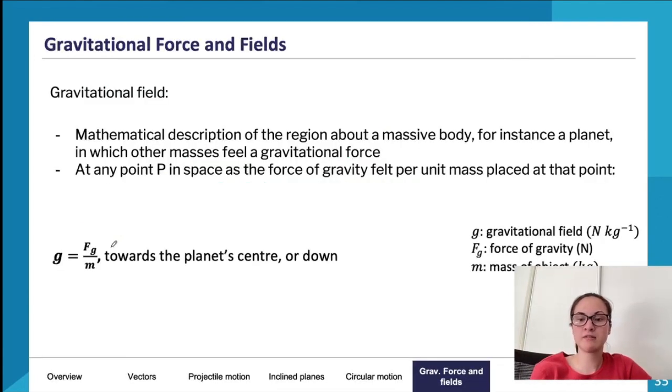Alright, gravitational force and fields again. So a gravitational field is a mathematical description of the region of space about a massive body, for instance a planet, in which other masses feel a gravitational force. So at any point P in space, there is a force of gravity felt per unit mass placed at that point. And this is where we have that formula. Gravity is equal to the force of gravity divided by mass towards the planet's center or down. This formula isn't really used a lot. It's literally just a variation of what we've been using earlier, which is the force due to gravity is equal to the mass times gravity.